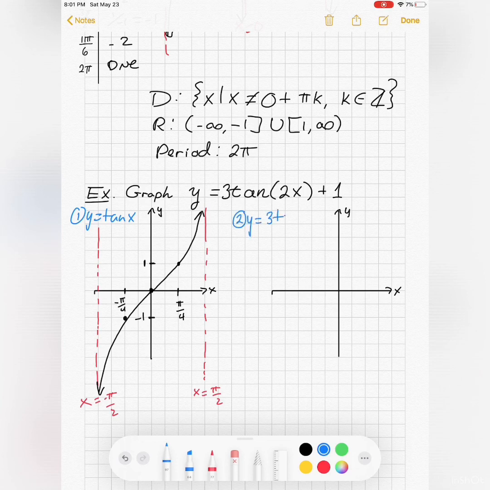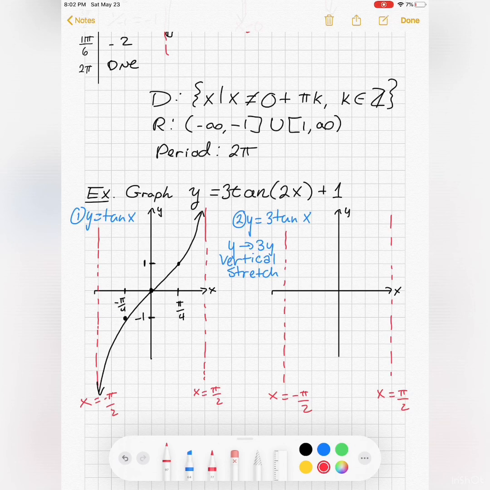For step 2, I can do either of the multiplications. I can pick. I'll do the 3. So that's affecting y. Y goes to 3y. I have a vertical stretch. So that's not going to affect my asymptotes then, since those are in x. Okay, I have to multiply my y's by 3.